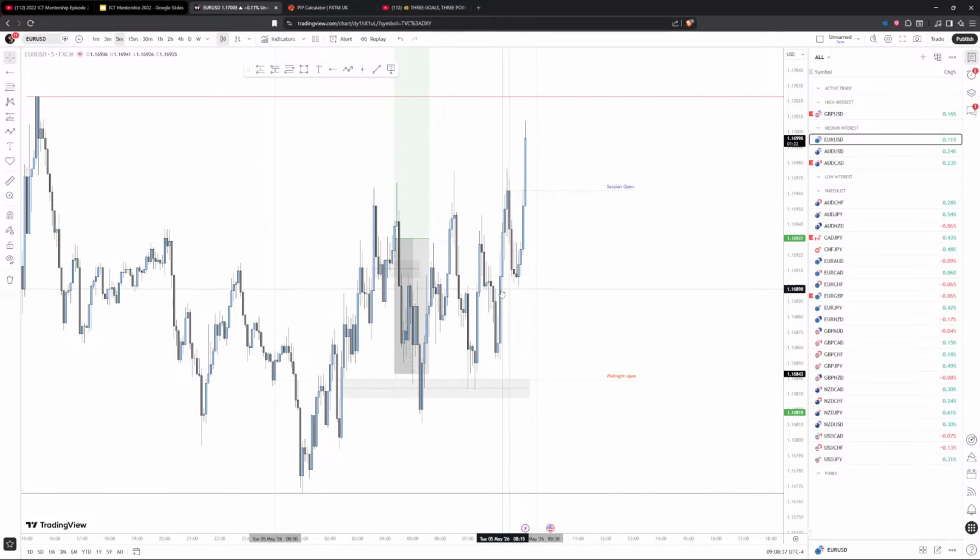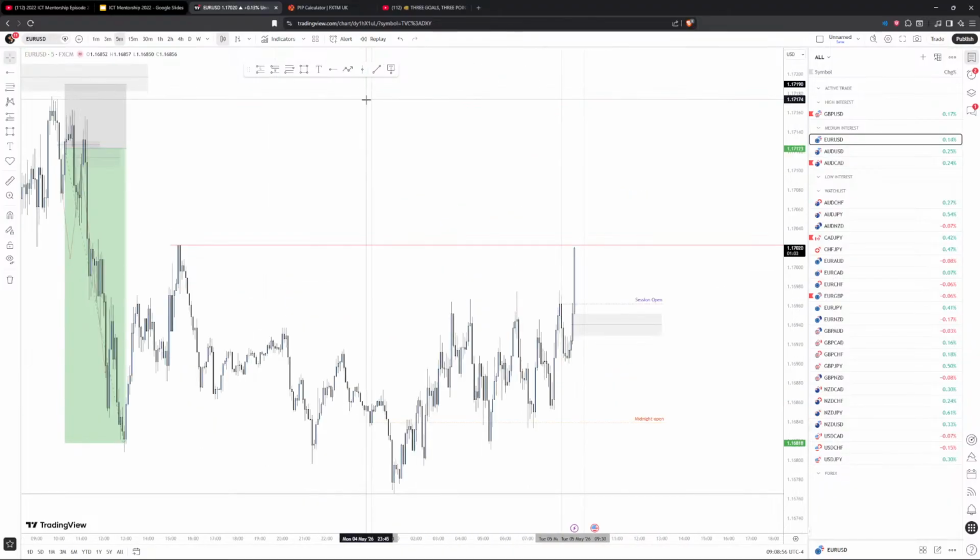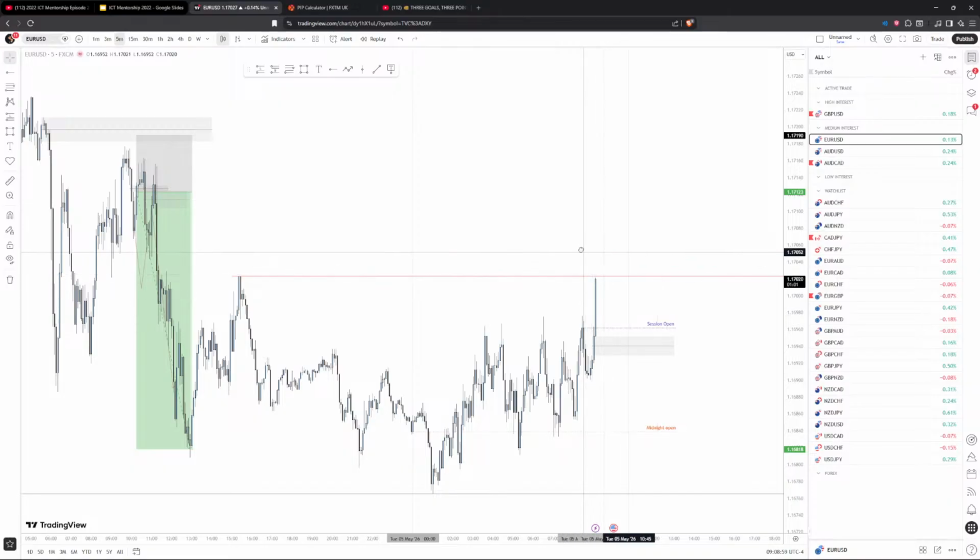Pretty much the same thing on your EU as well. This is the fair value gap here. It pulled into it and displaced. This one's really displaced, breaking the previous high. We just need to pull back into at least this area here. This is too much noise. It's really hitting this target.